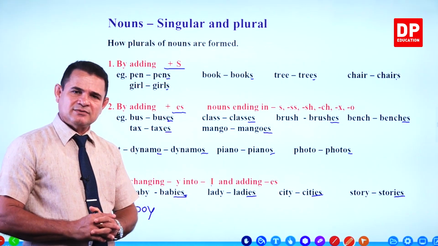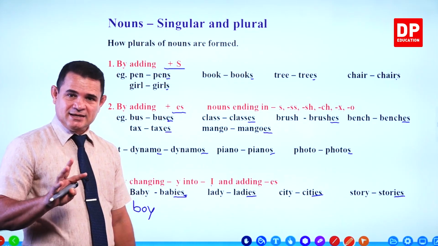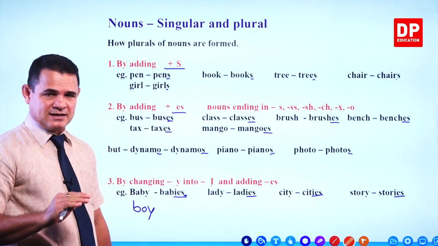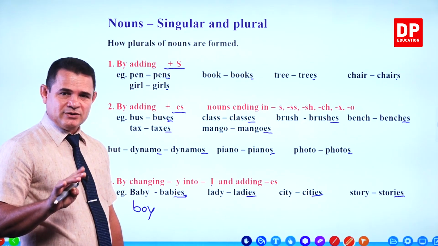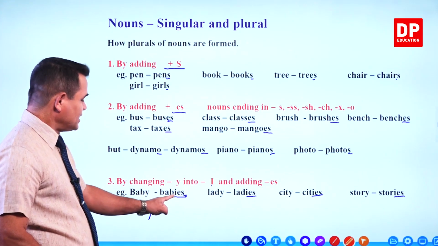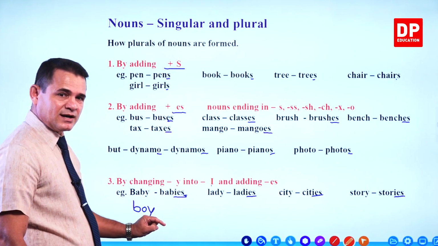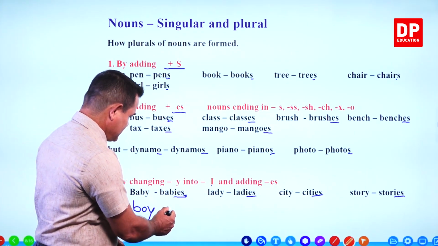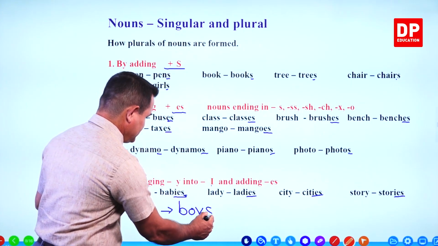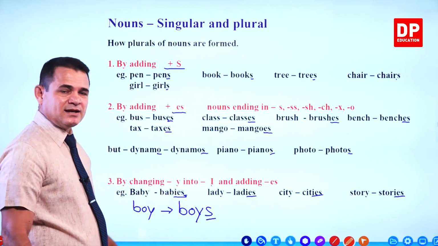The rule: for nouns ending in Y, if the letter before the Y is a vowel, we don't follow the IES rule. What are the vowel letters in the alphabet? The English letters A, E, I, O, U, five of them. You have learnt this in your classes, right? If there is a vowel before the Y, we don't follow this rule. To make B-O-Y plural we just put S.